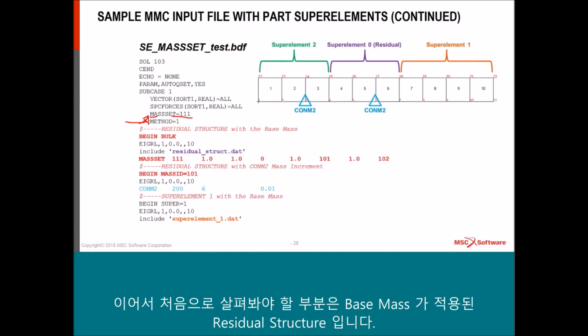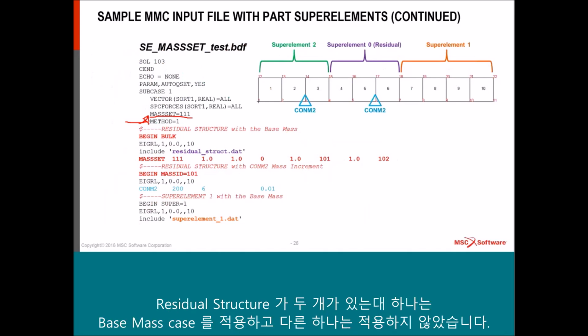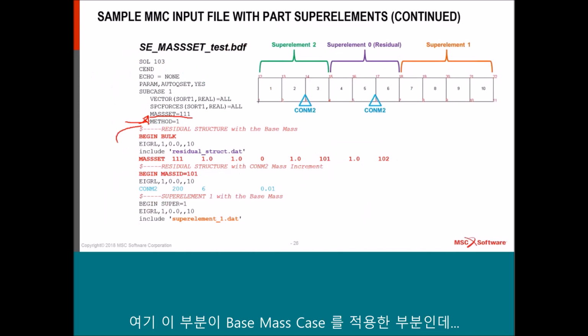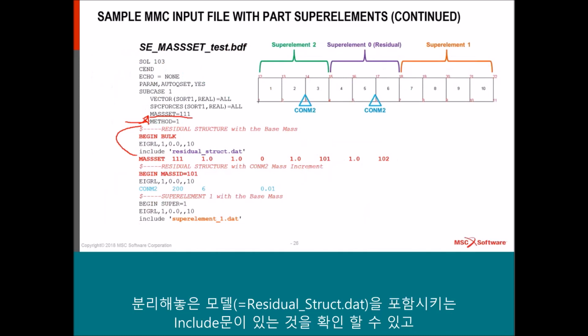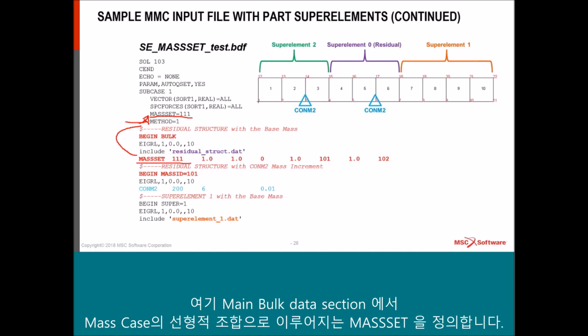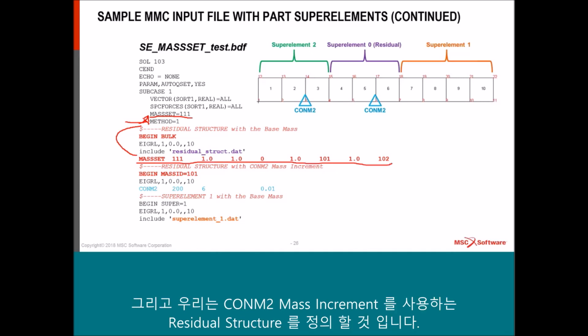The first thing to point out is that in the residual structure with the base mass, there are two residual structures. There's one with the base mass and one without. Here, this is the one with the base mass, and all we're doing is including the breakout submodel, which I'm color coding just for clarity's sake. And here in the main bulk data section, we have the MASSSET, which is basically the equation that determines the linear combination.